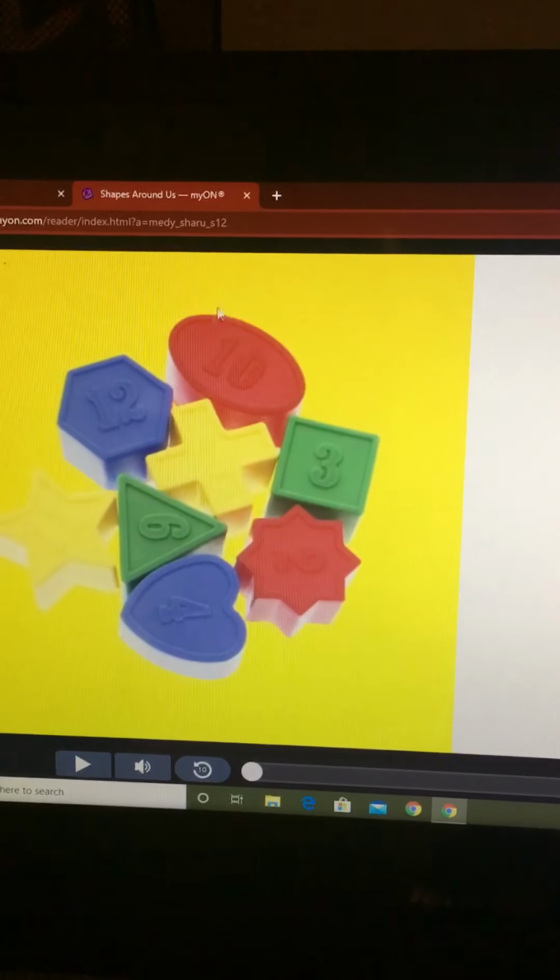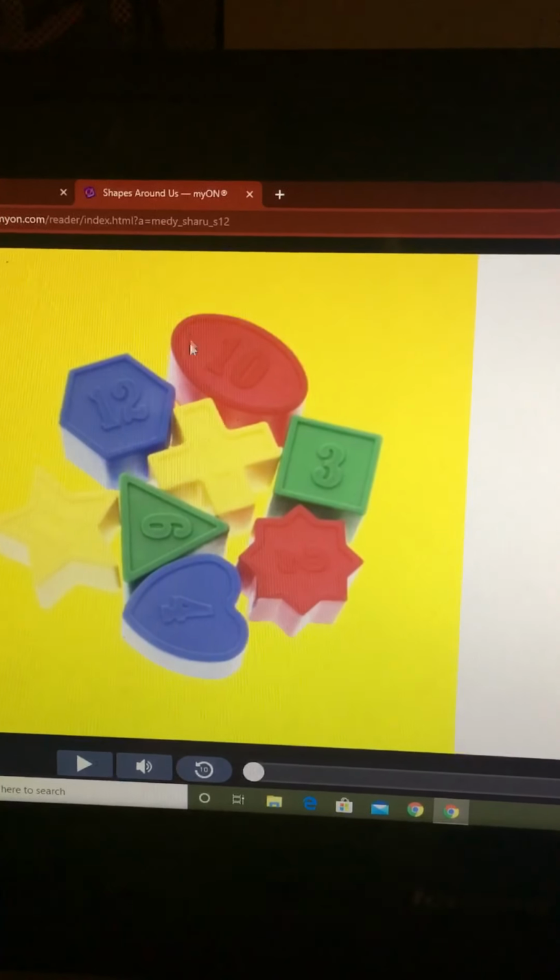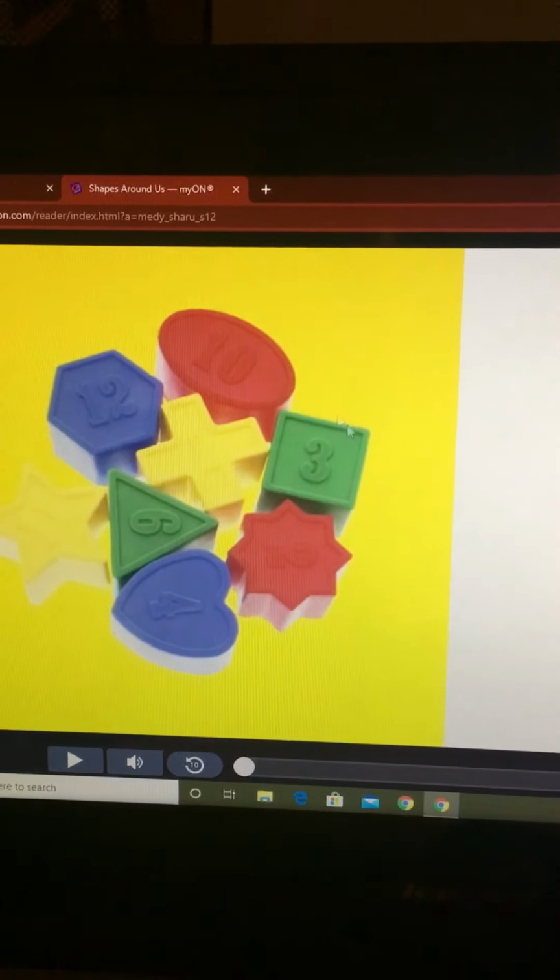The oval has no sides. Just like a circle, it's just really long, okay? And the heart only has 2 humps, okay?